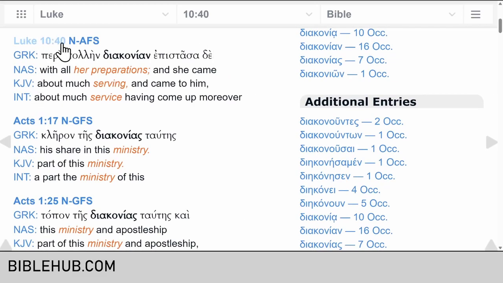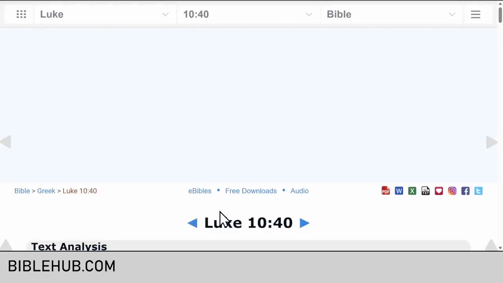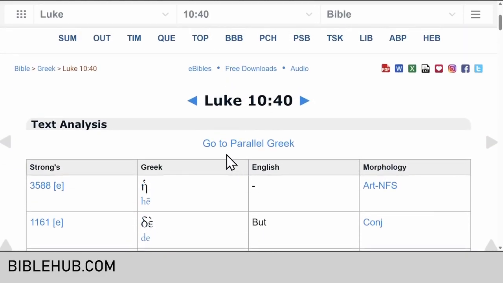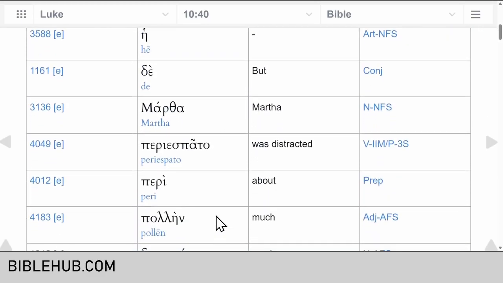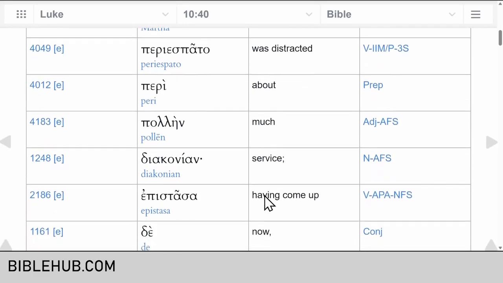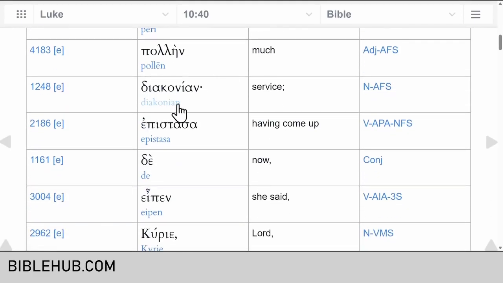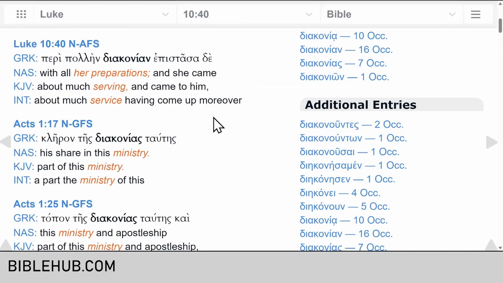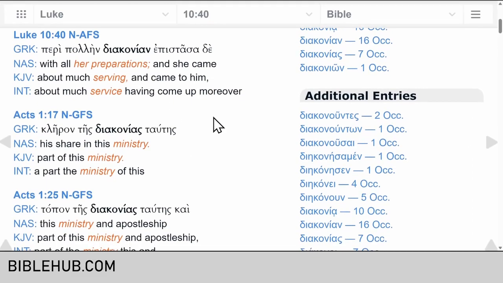So in Luke 10, verse 40, this, I believe, is talking about Martha. If we click on the verse, we can actually see it here in a different view. This is called the text analysis view. So here it says, but Martha was distracted about much service. And there's that word, diakonian, or service. All right. And we can go back, and so we can see that word is even talking about just serving people in your home.